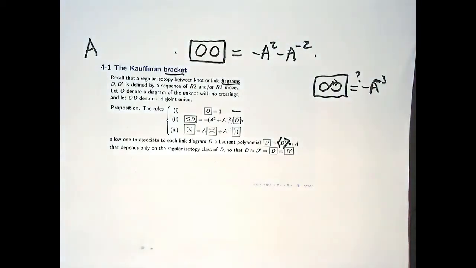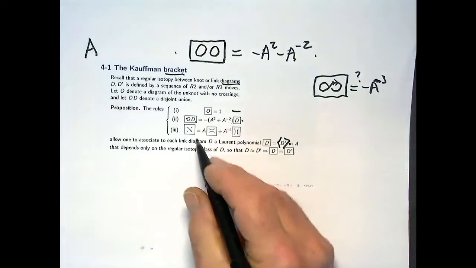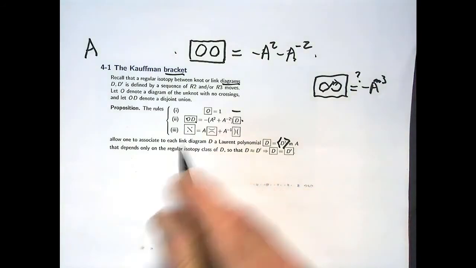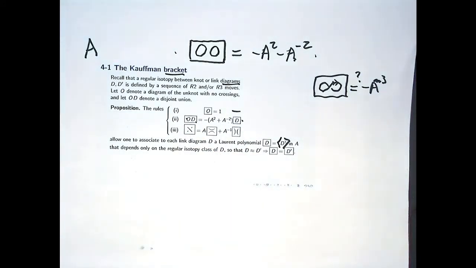And then the last rule is the rule that enables you to compute the Kauffman bracket by eliminating crossings. If you have a knot with a number of crossings, you can eliminate one at a time. There's a formula for the Kauffman bracket of the knot with the crossing, related to the Kauffman bracket of two separate diagrams in which you've eliminated that crossing in two different ways.